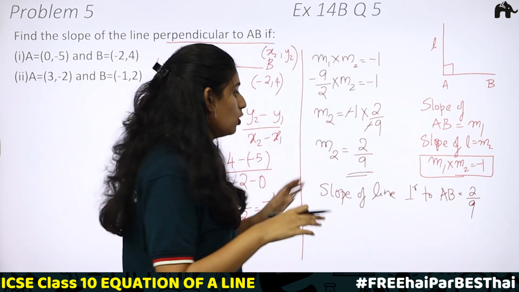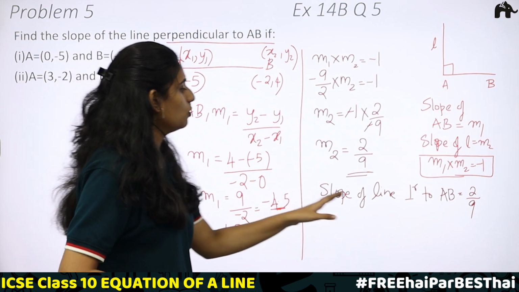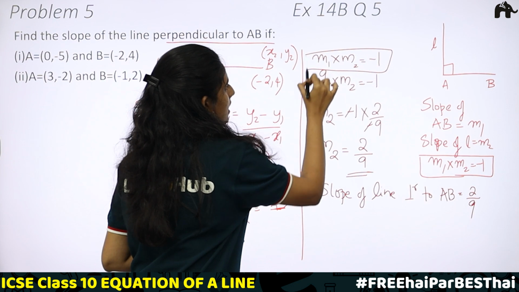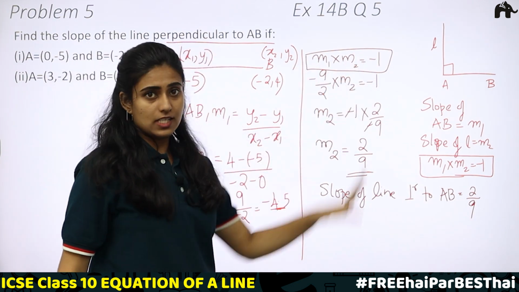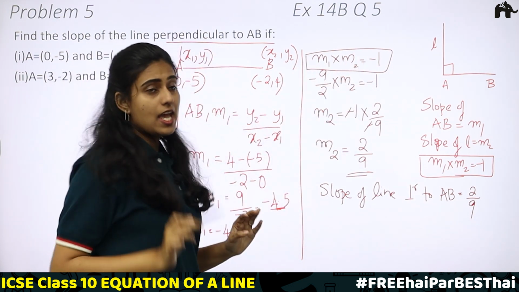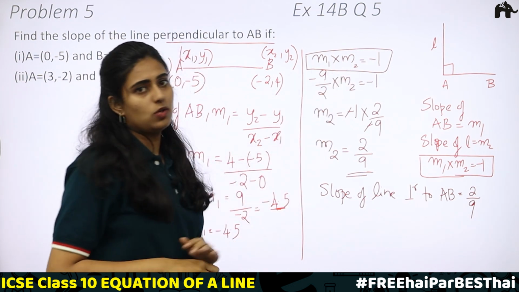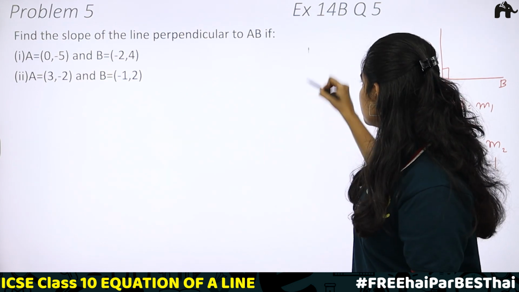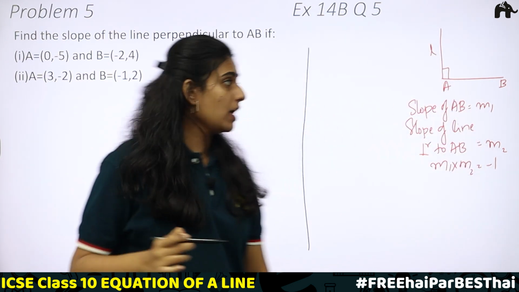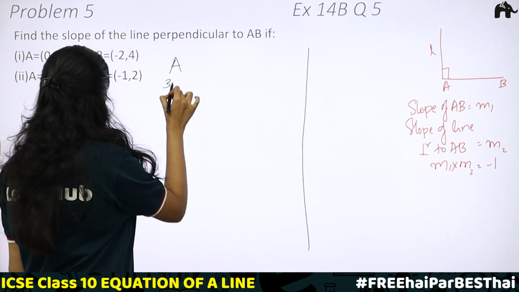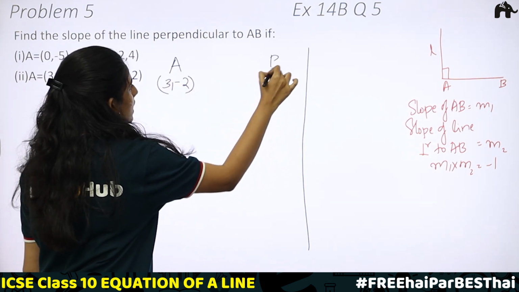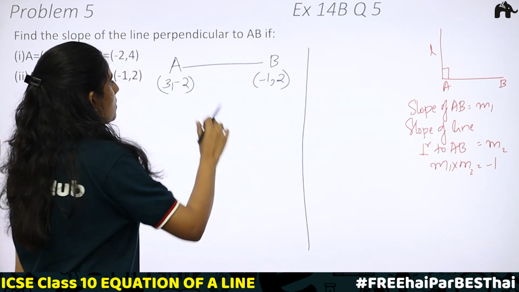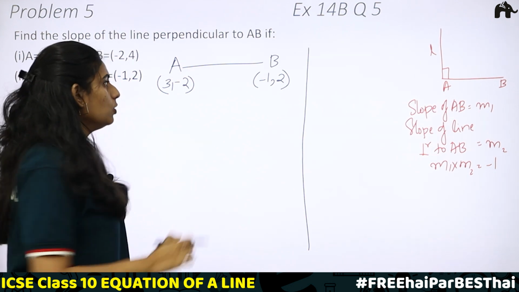So when you get the slope of line AB, we can easily find the slope of the line which is perpendicular to AB using this relation, that is m1 into m2 is equal to minus 1. Here m1 is the slope of AB and m2 is the slope of the line perpendicular to AB. Understood this? Now the second set of points, we have A (3, minus 2) and B (minus 1, 2). This is the line AB. We need to find the slope of the line that is perpendicular to AB.